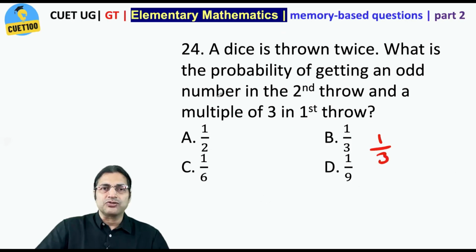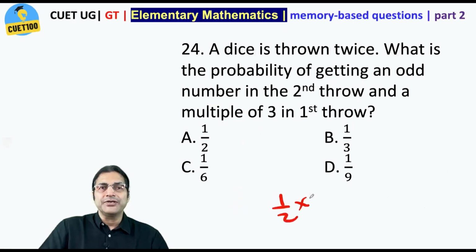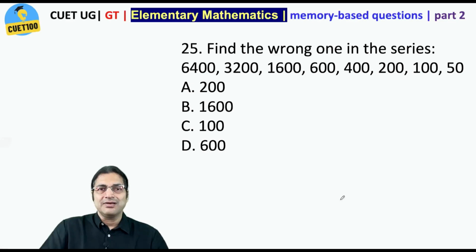In the second throw, you need to get an odd number. How many are there on a dice? 3: 1, 3 and 5. So, number of favorable cases 3, sample space 6. So, probability 1 by 2. So, overall probability would be 1 by 2 into 1 by 3, that is 1 by 6. That's the answer. Alright.